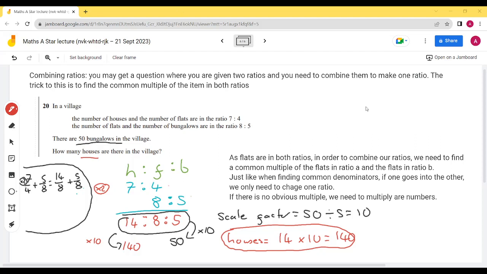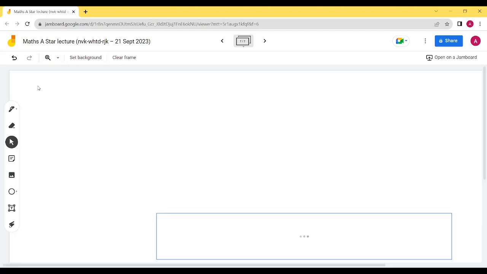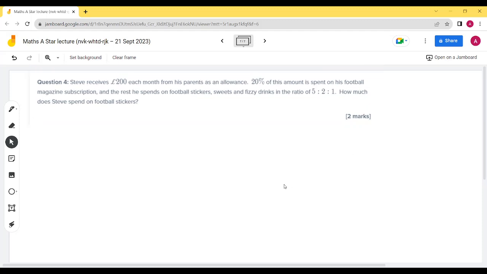Okay, so we're just going to look at a couple of general examples to finish from different skills. So we have got a question. Steve receives £200 each month from his parents as an allowance. 20% of his money is spent on his football magazine subscription, and the rest he spends on football stickers, sweets, and fizzy drinks in the ratio 5-1. How much does Steve spend on football stickers?